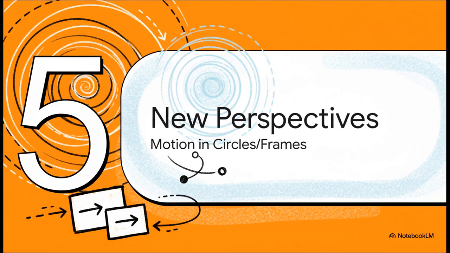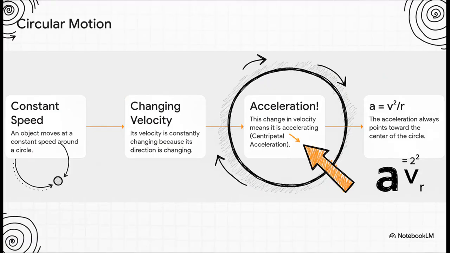So to finish building out our toolkit, let's add two more really powerful concepts for describing motion: uniform circular motion and relative motion. This brings us to a really fascinating, kind of mind-bending point. You can be accelerating even if your speed never ever changes. How? Well, if an object is moving in a circle at a constant speed, its direction is constantly changing, right? And a change in direction is a change in velocity, which means it's accelerating. We call this centripetal acceleration, and it always points directly toward the center of the circle.